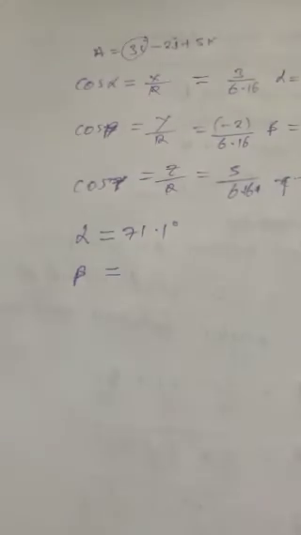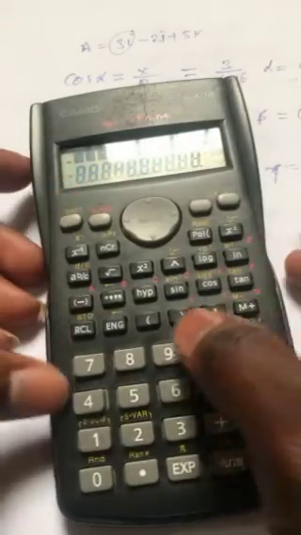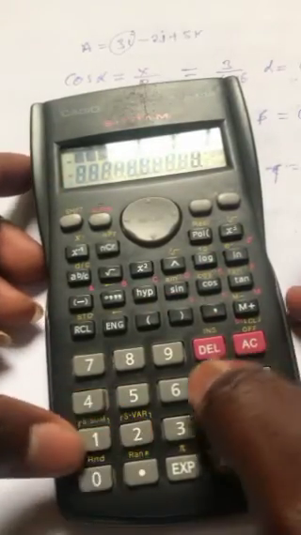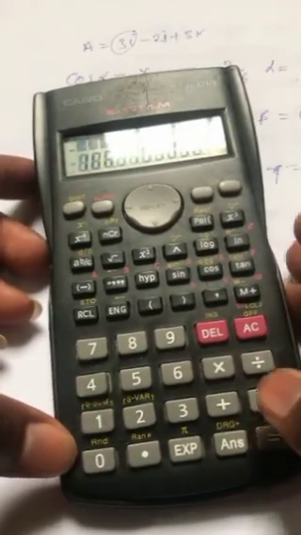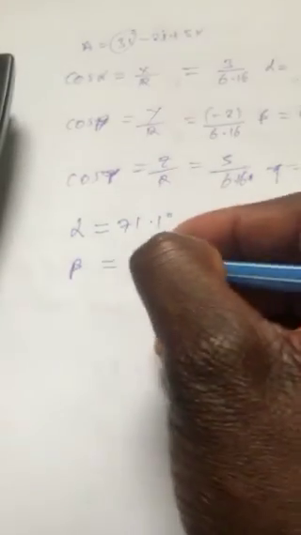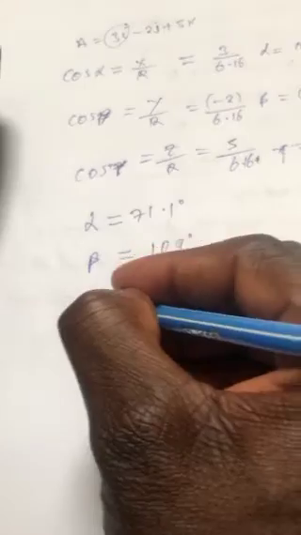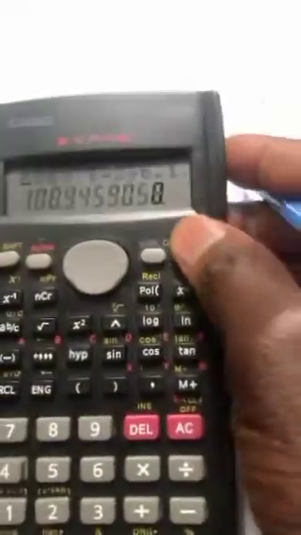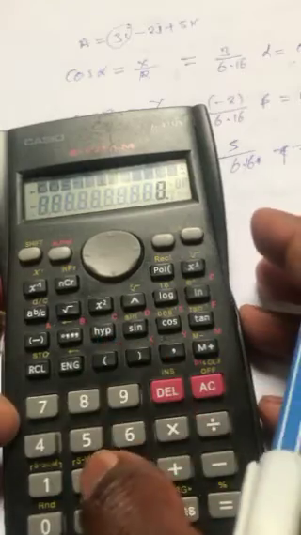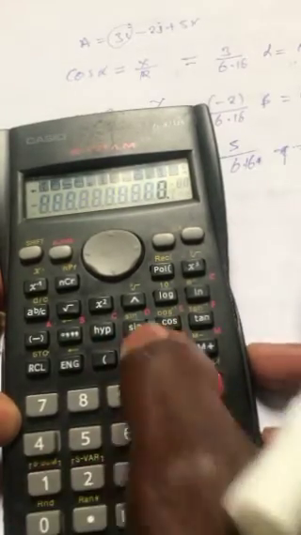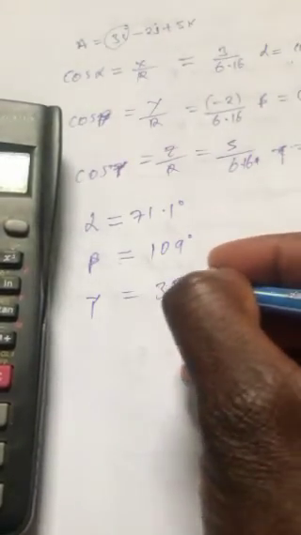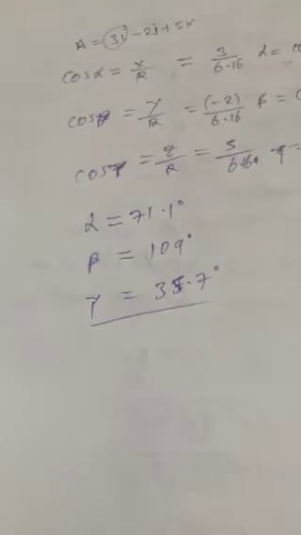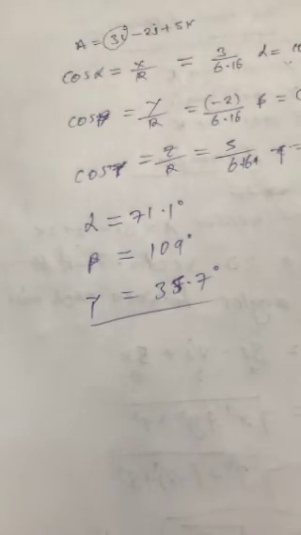Beta, you have to get your beta as follows. So you say for beta, you're saying cos inverse of negative 2 divided by 6.16. Definitely we are getting an answer as 109 degrees. And for gamma, we're going to get cos inverse of 5 divided by 6.16. Like this, we're going to get 35.7 degrees. Alright, so these are the angles with respect to each axis.